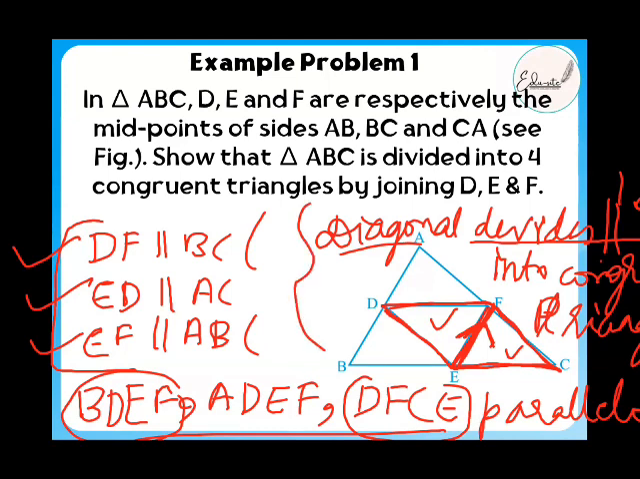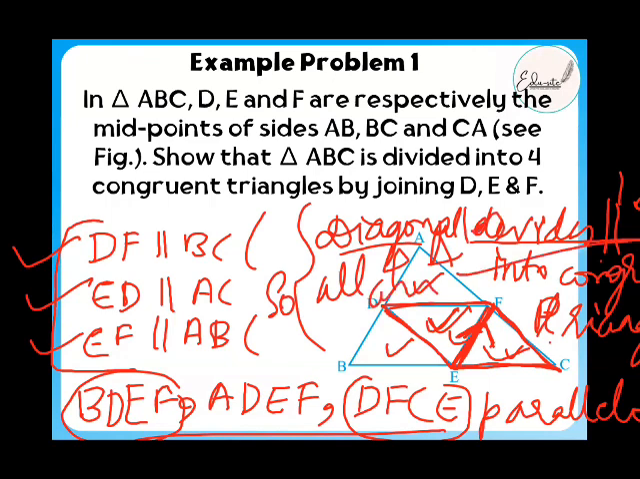So at last what you have to write? Because of theorem 1, you can just write triangle AD is congruent to this triangle, this triangle is congruent to this, and this triangle is congruent to this. Then that's all. So all 4 triangles are congruent. That's all. That is your answer.